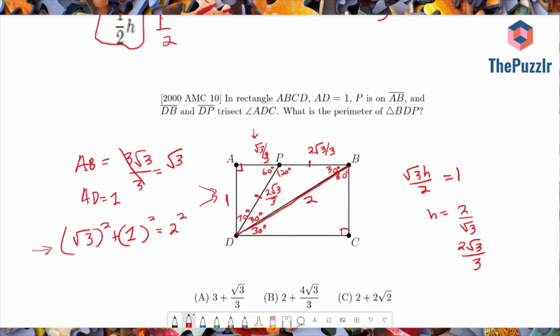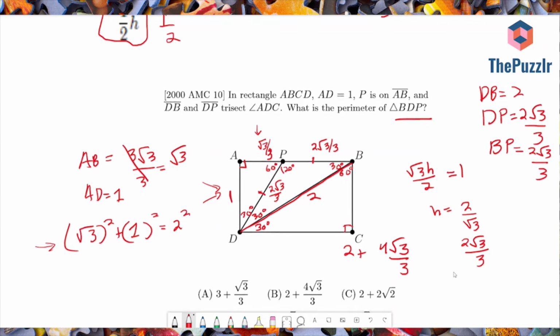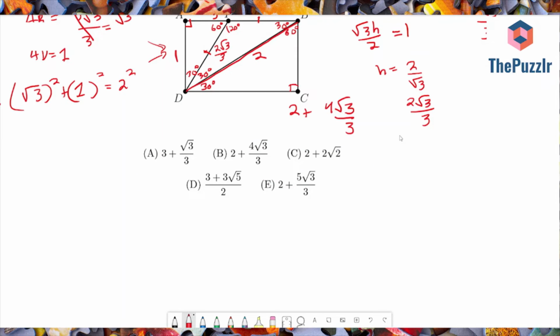Okay, so we know that DB equals 2. DP equals 2 root 3 over 3. And since PB and PD are equal, we have BP equals 2 root 3 over 3. So the total perimeter of triangle BDP is equal to 2 plus 2 times 2 root 3 over 3, which is 4 root 3 over 3. Let's see if that's a choice. And sure enough, I see that that is equal to choice B.